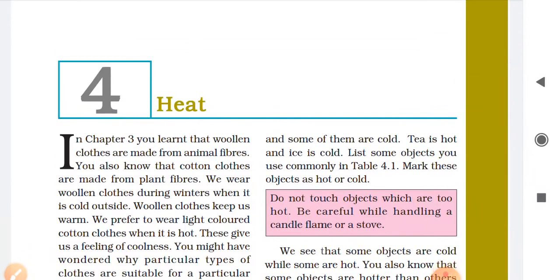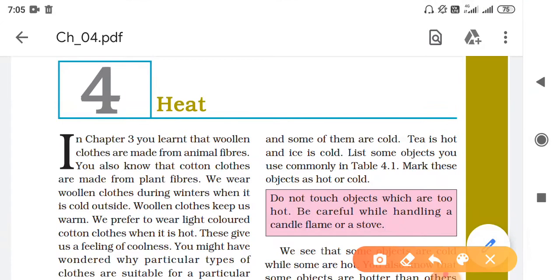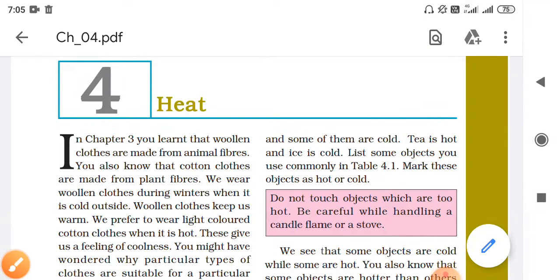Dear students, today we'll learn about chapter 4, Heat. In chapter 3, you learned that woolen clothes are made from animal fibers. Why do we wear woolen clothes in the winter? Because we get heat from the woolen clothes.